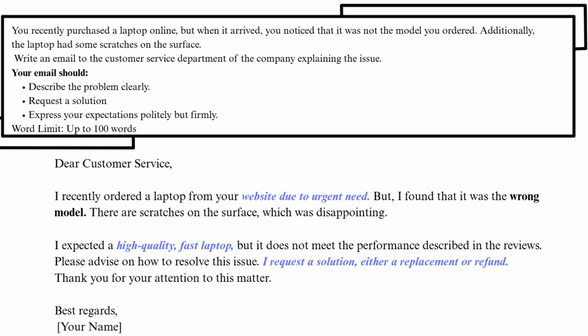They also didn't address the second prompt, request a solution. Instead, they said, "I request a solution, either a replacement or a refund." While this sounds like they requested something, they left it very vague and too open. It is not direct, it is not firm, and it is not answering exactly what type of request they would need. So this type of answer would get you decent marks, but it's not going to get you a 90 out of 90. Now, let's see how we can fix this.